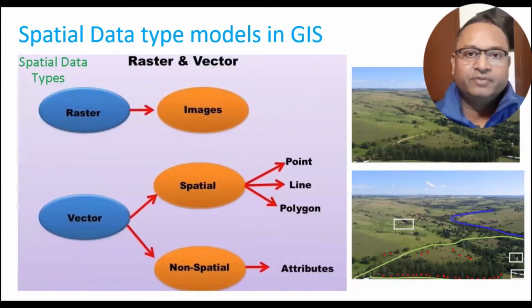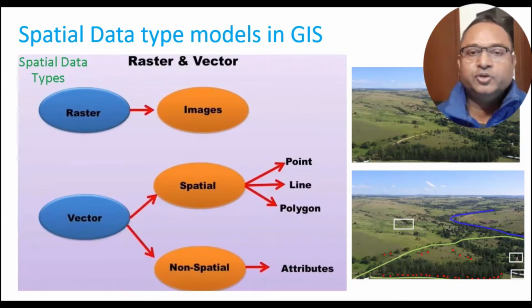The second model is the vector model, and it is again divided into the spatial model and the non-spatial model. In the spatial model, there are three features that come under the vector model. One is point, one is line, and one is polygon. Now a simple question comes to mind: what is the use of point, line, and polygon in geographic space? These three features are used to represent the different kinds of objects on earth.